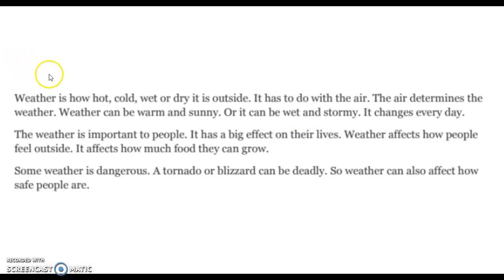Weather is how hot, cold, wet, or dry it is outside. It has to do with the air. The air determines the weather. Weather can be warm and sunny, or it can be wet and stormy. It changes every day. The weather is important to people. It has a big effect on their lives. Weather affects how people feel outside. It affects how much food they can grow. Some weather is dangerous. A tornado or blizzard can be deadly. So weather can also affect how safe people are.